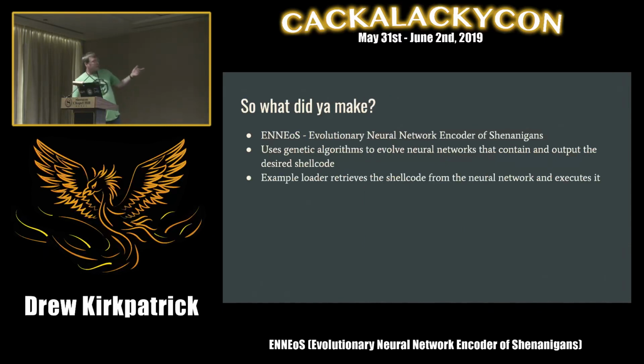So I made the ENNEoS encoder, and what it does is it uses genetic algorithms to solve the problem. So I'm not designing a neural network and training it. I'm creating an evolutionary system that's going to evolve the neural network for me. That's hard, to be honest with you. But the reason why is because it can do complex things like create recurrent neural networks, which is not a common sort of solution. And then I do have a really simple loader just to test it out, to show that I can get that shellcode back out, pop a shell, do your happy shell dance, all the fun stuff.